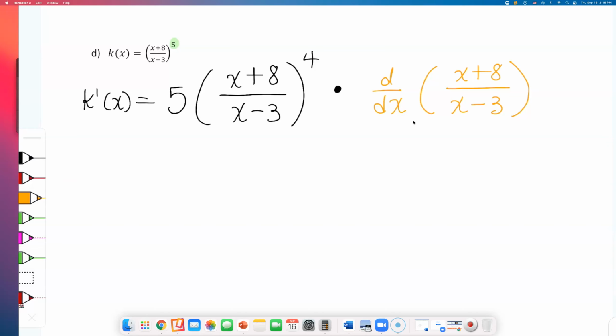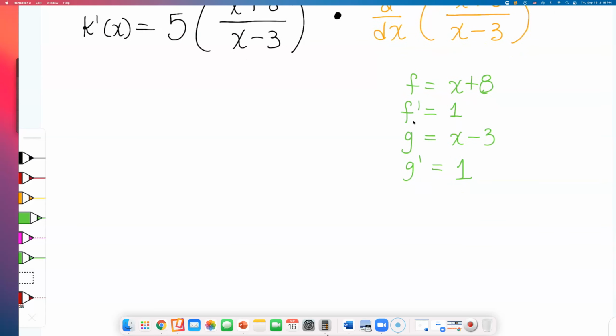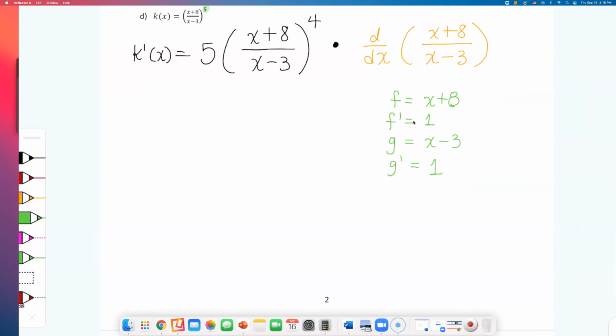So, okay, here comes my quotient rule pieces. When I do my quotient rule, I like to write down all the pieces. F, which means the top of the fraction, is x plus 8. The derivative of x plus 8 is 1. G, the bottom of the fraction, is x minus 3. And G prime is simply 1. Okay, so if I go ahead and do the quotient rule, I have to do G squared in the denominator, GF prime minus FG prime.